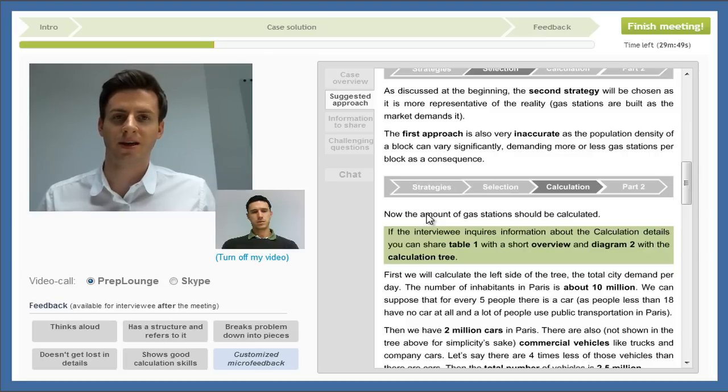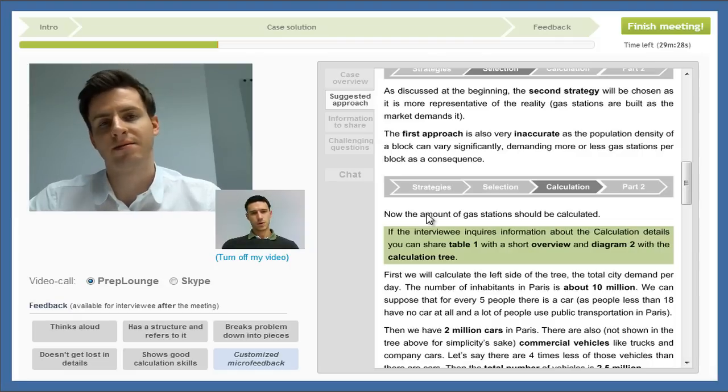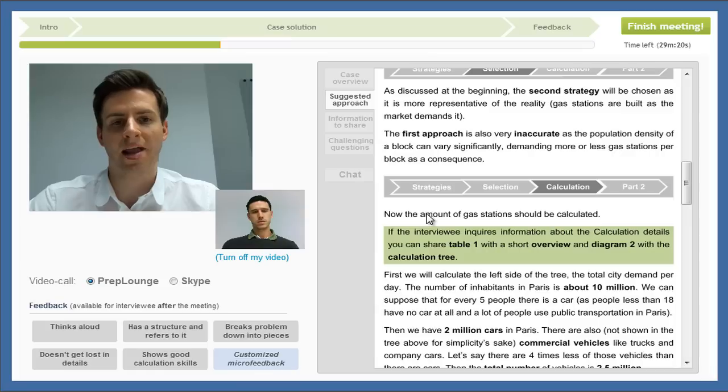But then, of course, we also have cars that are not privately owned but owned by companies. Let's say commercial cars, and also small trucks and whatever is needed to transport things around. There are not as many company cars as there are private cars, right? Yes, definitely. An estimation I would make here is about a quarter, so let's say 500,000. Overall, we would have 2.5 million vehicles.